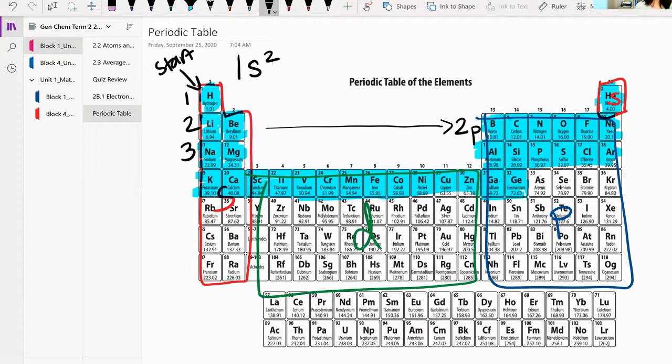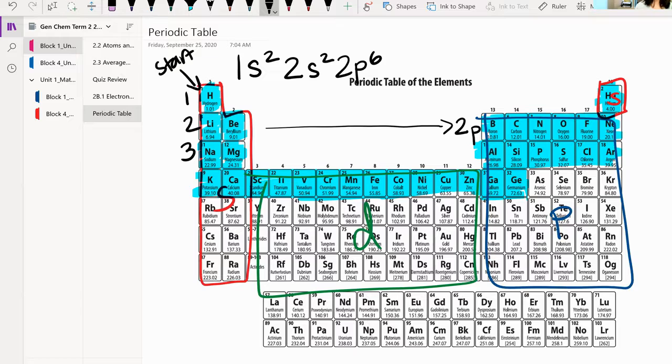Now I move to the second row. So I put a coefficient of 2. We're in the S region, so I write an S. And then I put in 2 electrons, so I put an exponent of 2. I travel across. I'm still in the second row. But remember these last 6 columns, that's the P block of our periodic table. So we're going to write 2p and count 1, 2, 3, 4, 5, 6. We can fit 6 electrons in that P block.